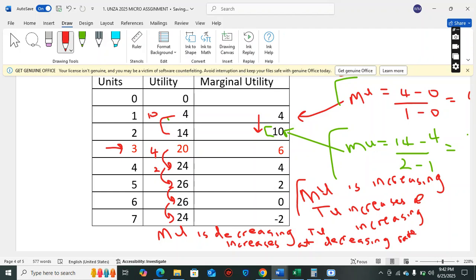Yes. So the points, I'll repeat them again. When marginal utility is increasing, total utility increases at an increasing rate. When marginal utility starts to decrease, at first, total utility will increase at a decreasing rate. Then eventually, as marginal utility continues to drop, total utility now is going to drop.